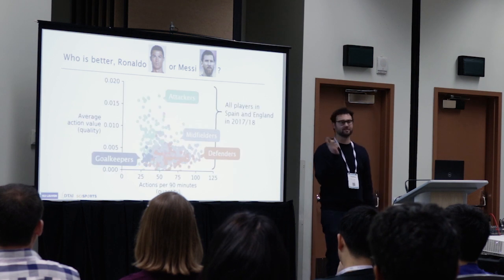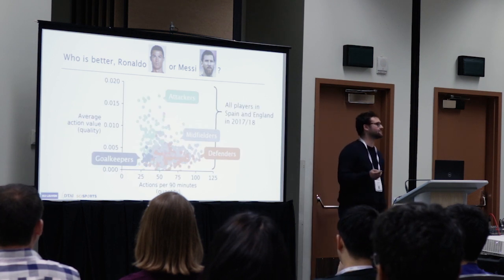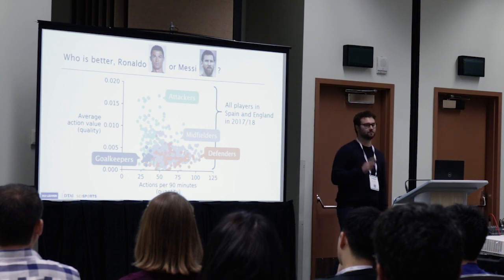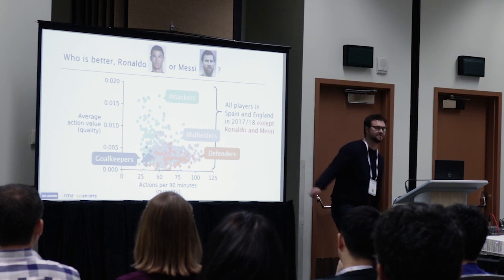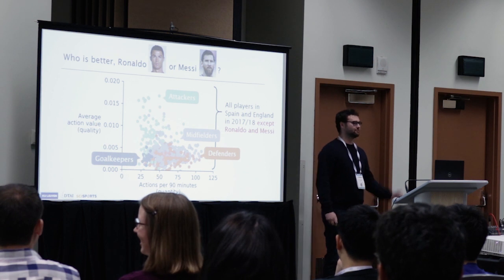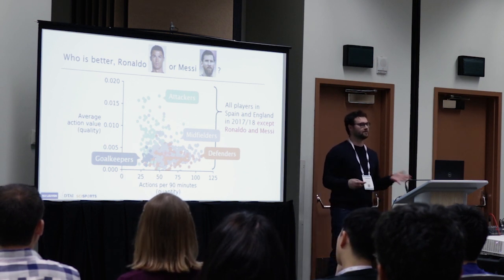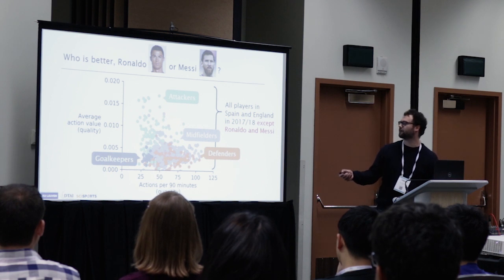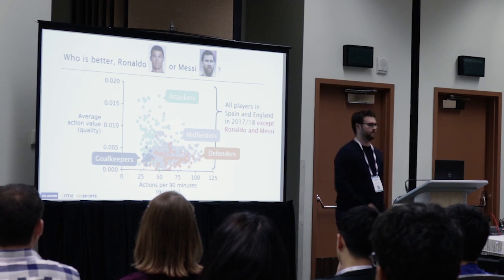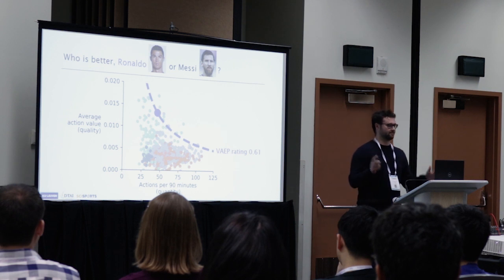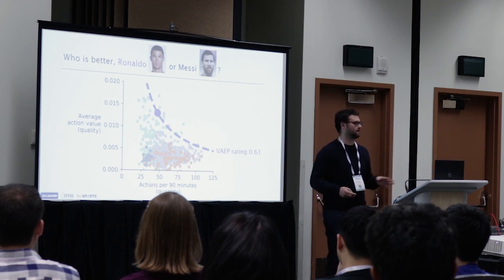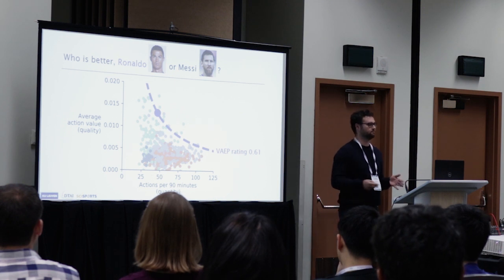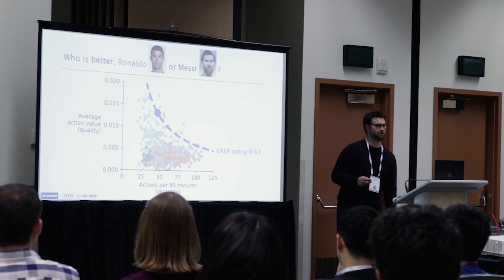If you remember this graph where I said that all players in Spain and England are on it, I actually lied. This graph contains all the players except Ronaldo and Messi. So let's start with Ronaldo. He's a striker, an attacker, so he's probably going to end up somewhere around here. And you'd be right. He's one of the best attackers there. He doesn't do that many actions, about 40 of them, but his actions are really valuable.